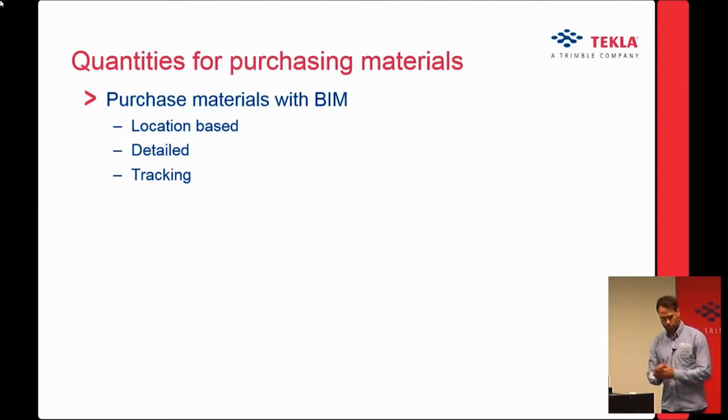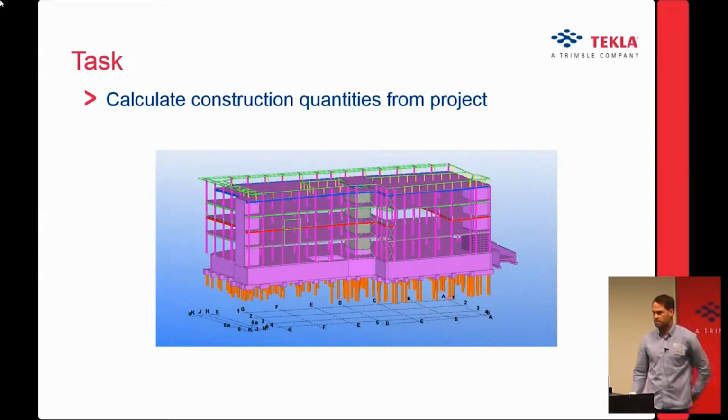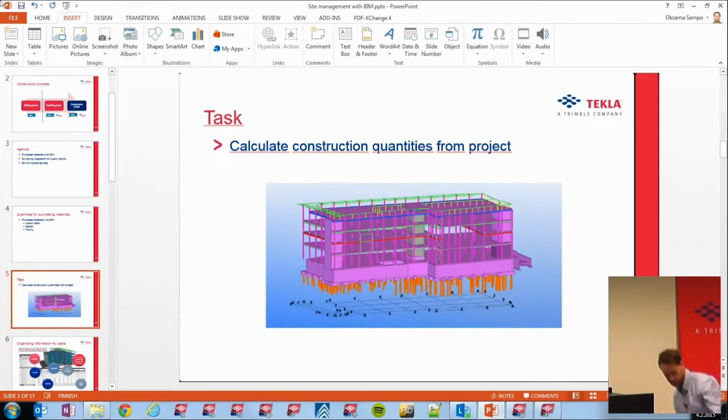Okay, first thing was purchasing materials with BIM. Like I showed you, we can use the organizer tool to get the location-based quantities. And of course, when we're talking about Tekla, it's a constructible model, so we can get the real detailed information of what to purchase and when. And like I also already showed you, we can do material tracking in Tekla too. So we have a simple task: get quantities from the same project I showed you earlier. Let's jump back to Tekla and start taking the quantities.